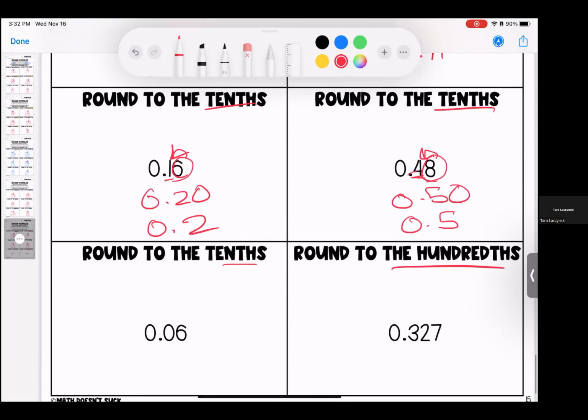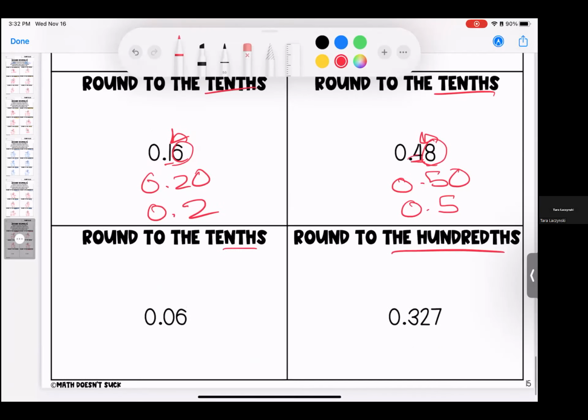Remember, both of these options are correct because when we drop the 0 it doesn't change the value. Rounding to the nearest tenth, again, a 0. That 6 tells me to round up. Rounding to the nearest hundredth, that 7 tells me to round up.